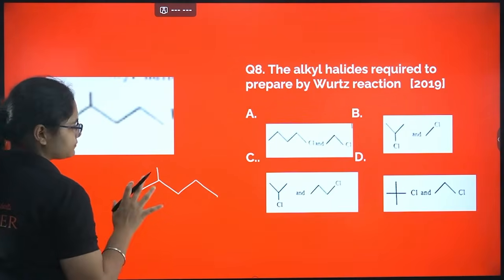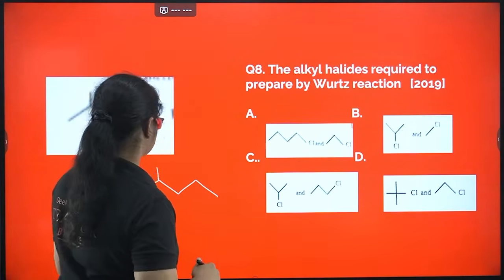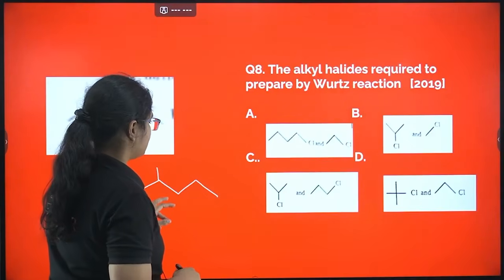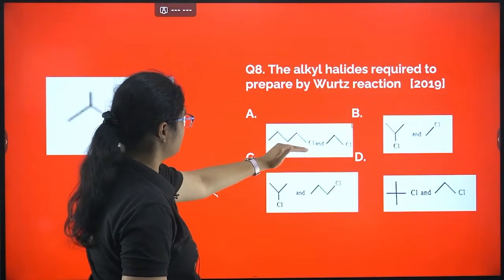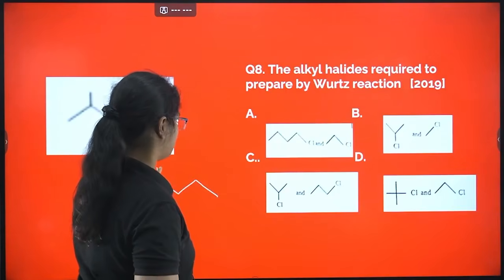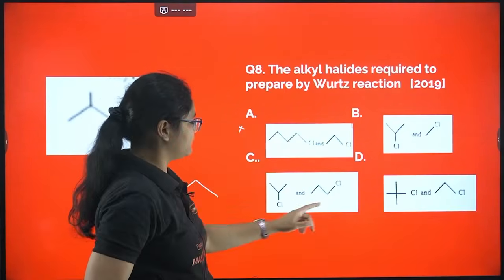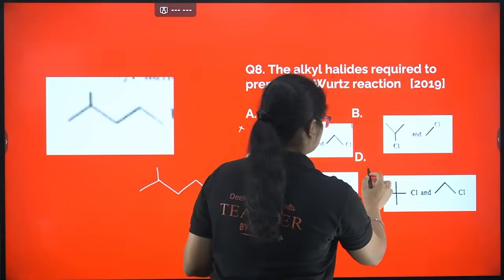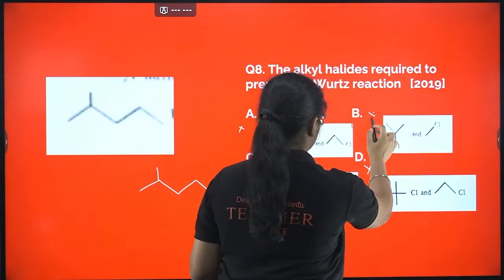So what are the reactants I need to have? First of all, you can see that if I take this one, then I'll get a plain straight chain, right? But I need a branched one, so this one will not be the answer. Here I will have 3 branches, that is also not required. Here the number of carbons is less, this will also not work.